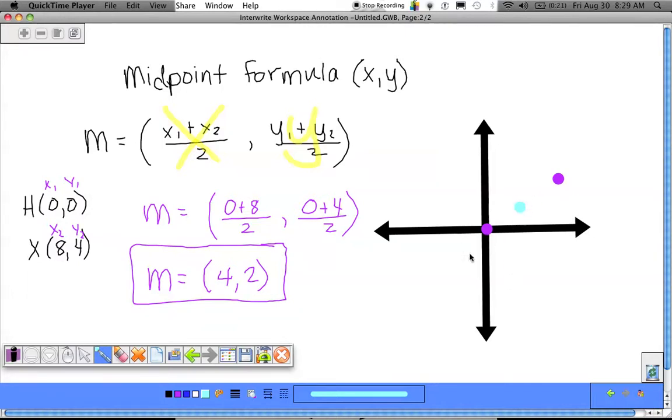So if you graph your 2 points and then your midpoint's over here, you know you've done something wrong and you can go back and check. So that's all for midpoint and distance formula.